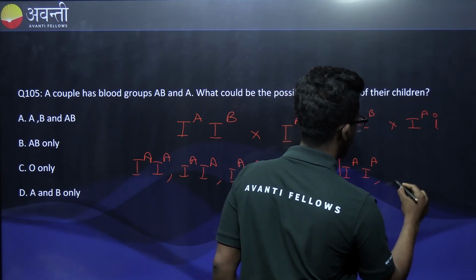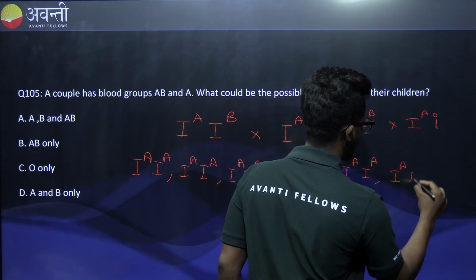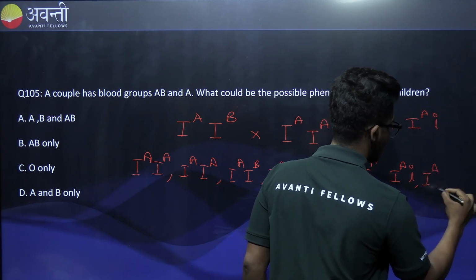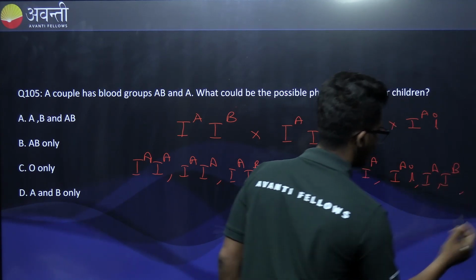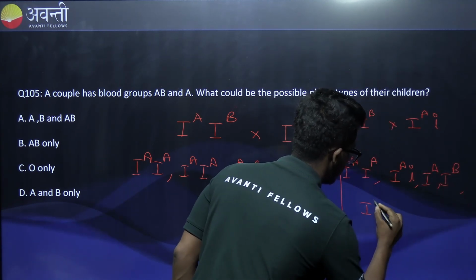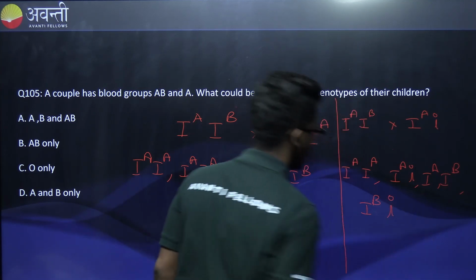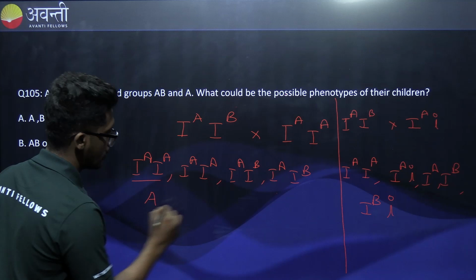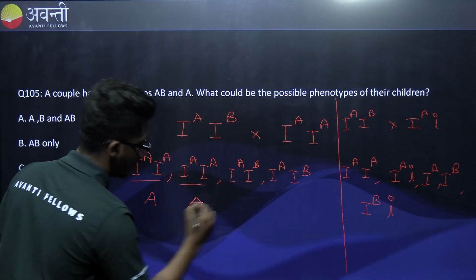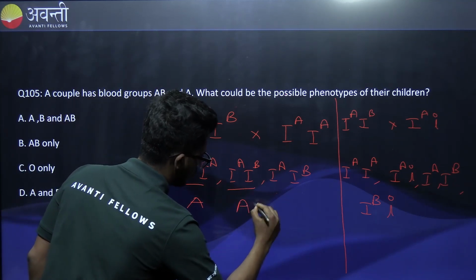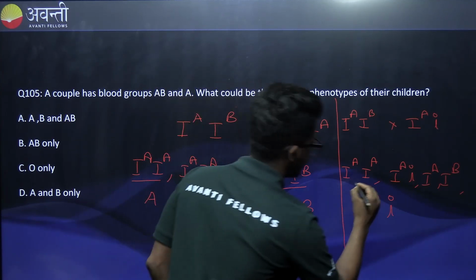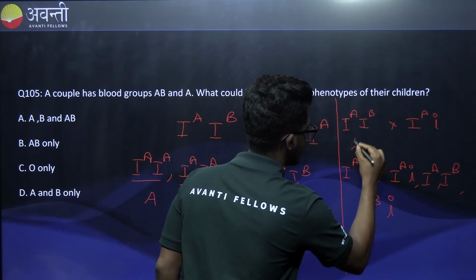Next one you have IA, small i. Then you have IA, IB. Next you have IA, IB, small i. So what do we get here, students? First, here we get A blood group. Here also we get A blood group. Here we get AB blood group. Here we get AB blood group, correct? And then here we get A blood group.